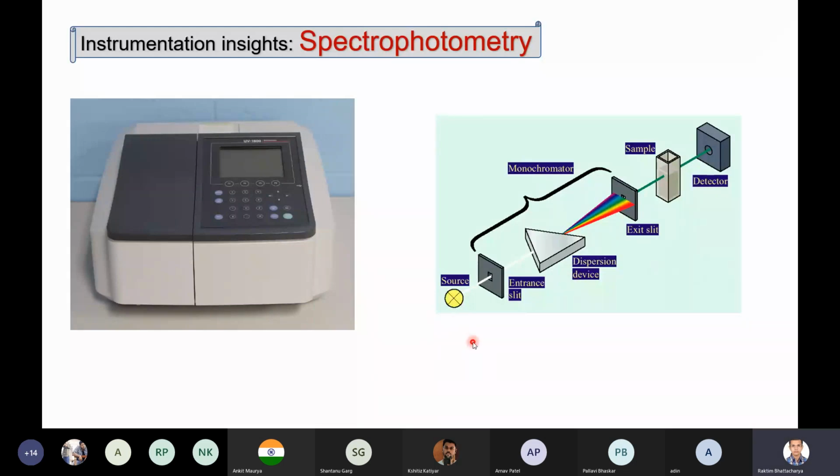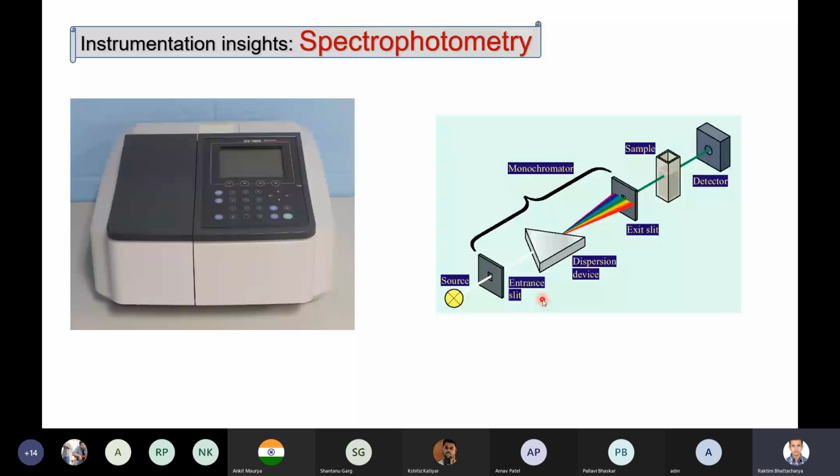Each and every solution has its own optical density. Whatever solution it may be, water, alcohol, or some bacterial solution, it has its own optical density. Now, what is optical density?